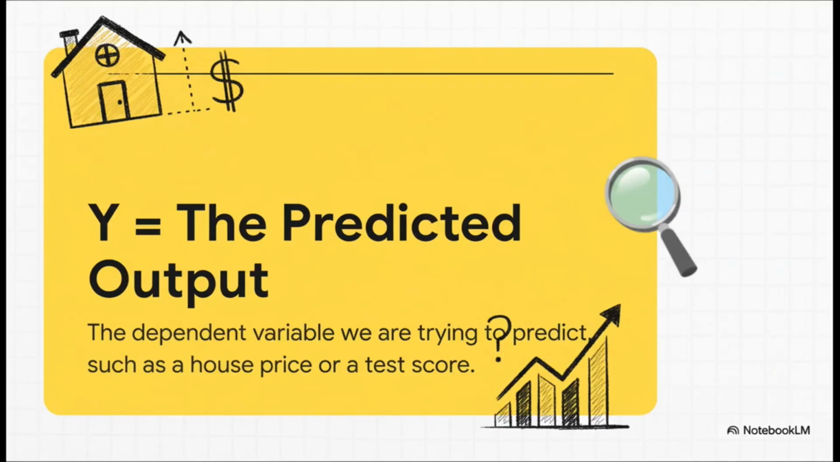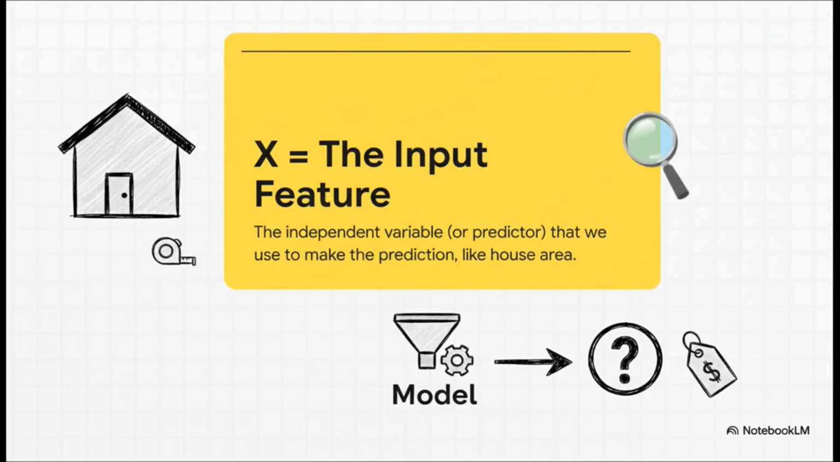Okay, first up is y. This is the big one. It's the thing we're trying to predict, the answer we want to find. So in our housing example, y is the final price we're trying to figure out. It's our target. Then we have x. This is the piece of the puzzle we already have. It's our input, our main clue. So to predict the price, our x is the information we know for sure, the house's size in square feet.